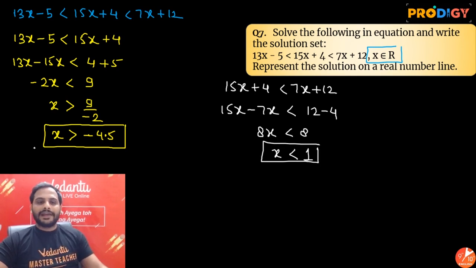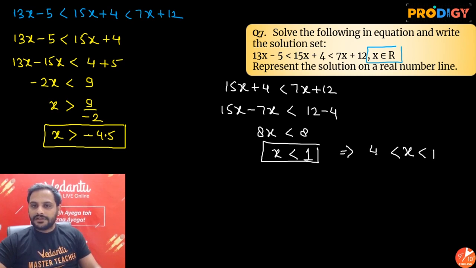So we have got x is greater than minus 4.5 and x is less than 1. So if I combine these two, I can clearly say, sir, x is less than 1 but it is greater than minus 4.5.